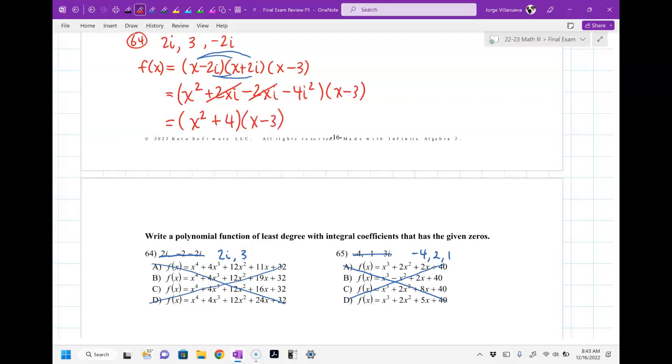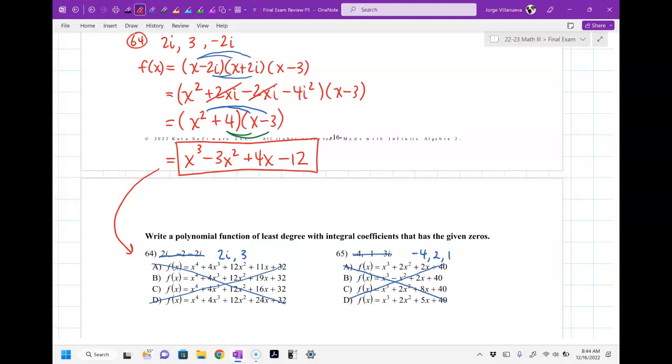So again, I'm going to distribute. X squared times x is x cubed. X squared times negative 3 is negative 3x squared. 4 times x is 4x, and 4 times negative 3 is negative 12. There are no like terms, so there's my answer for number 64.